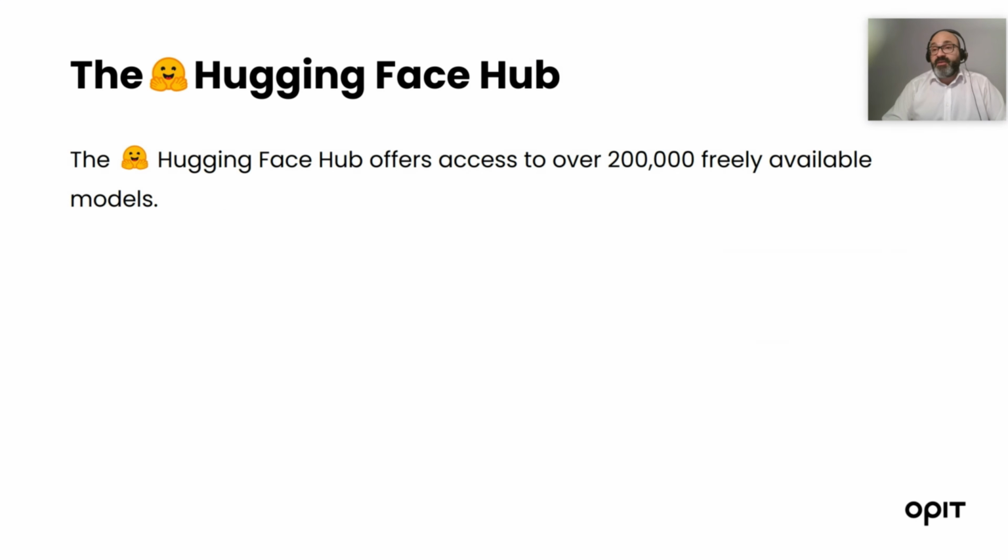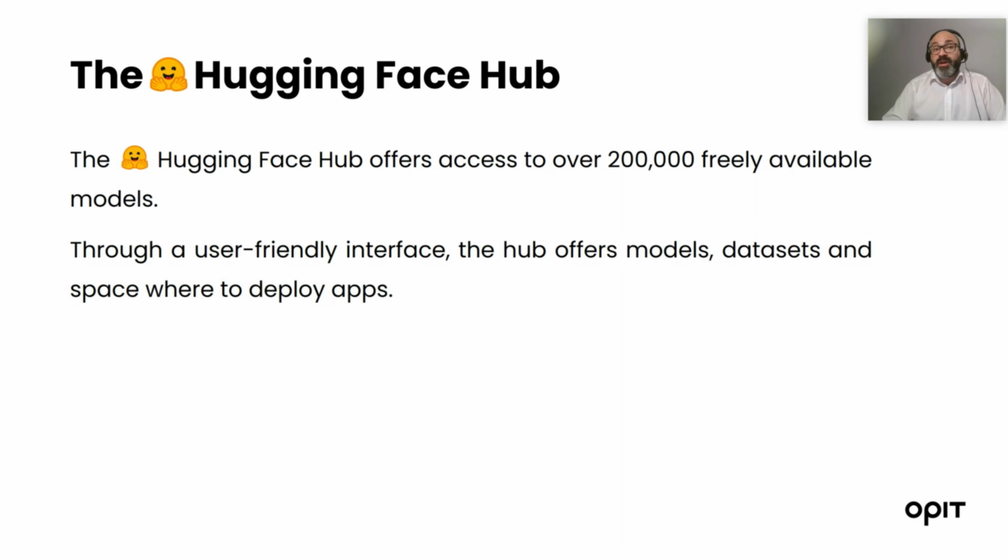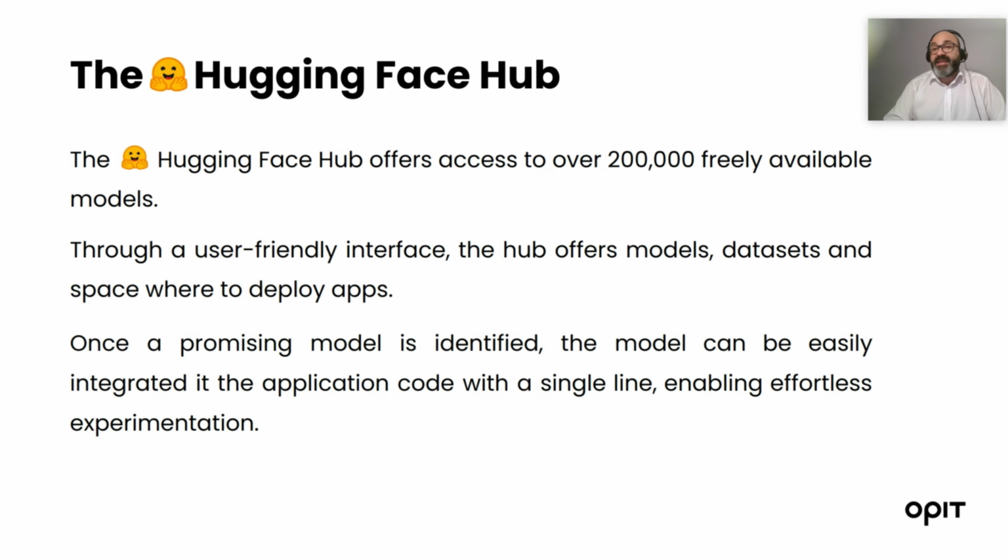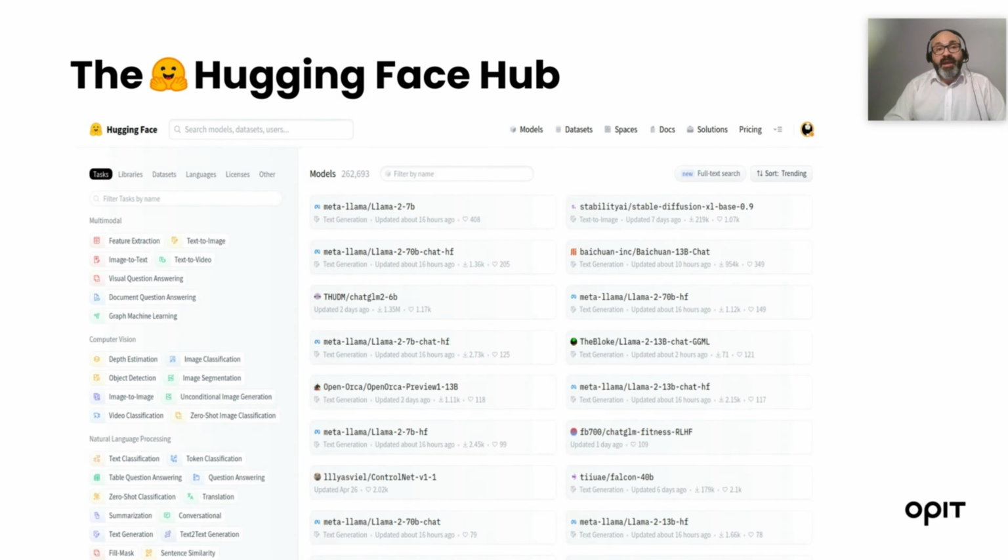use. The Hugging Face ecosystem, especially the hub, offers more than 200,000 models that are freely available for everybody, and they can be used through a very user-friendly interface. And we can download models and datasets, and we can also use Spaces. There are places where we can deploy the apps that we develop. Once a promising model is identified, the model can be easily integrated in the application code with a single line most of the time, enabling effortless experimentation. This is how the Hugging Face Hub looks. But let me show you in practice.